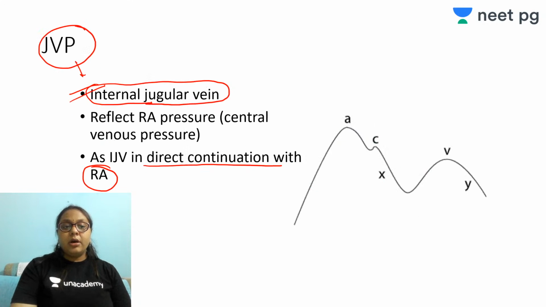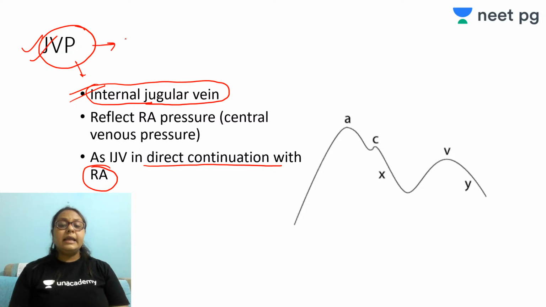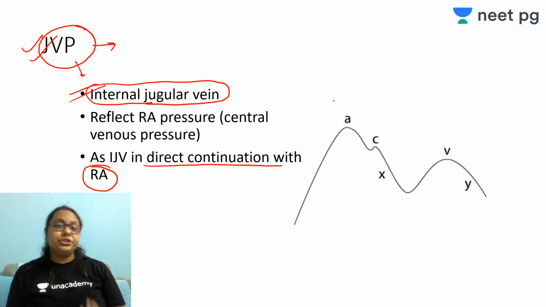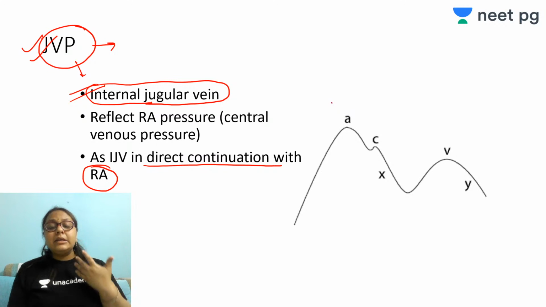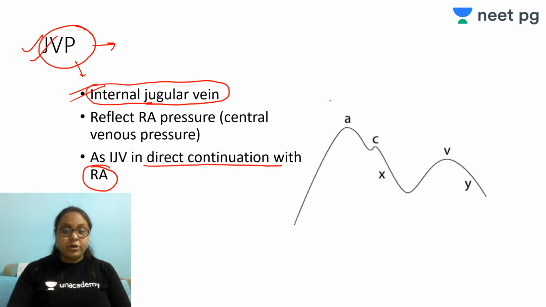Okay, so now I was talking about the jugular venous pressure. This jugular venous pressure is measured in the internal jugular vein. Now why is it in the internal jugular vein? Because this internal jugular vein is in direct continuation with the right atrium. So therefore it reflects the right atrial pressure.